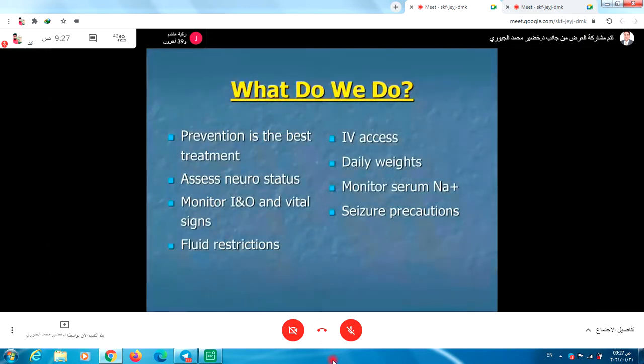What we do: prevention is the best treatment. Assessment of the neural status, monitor input and output with the fluid.